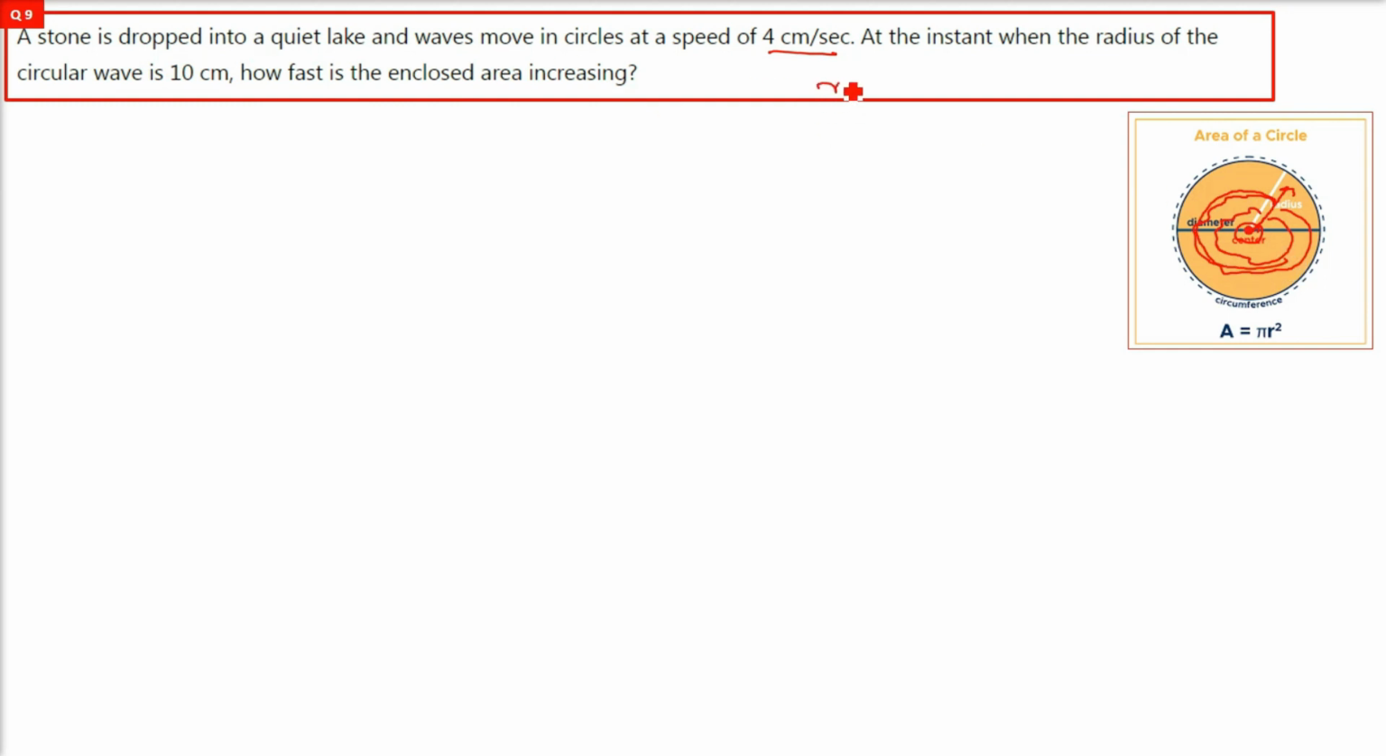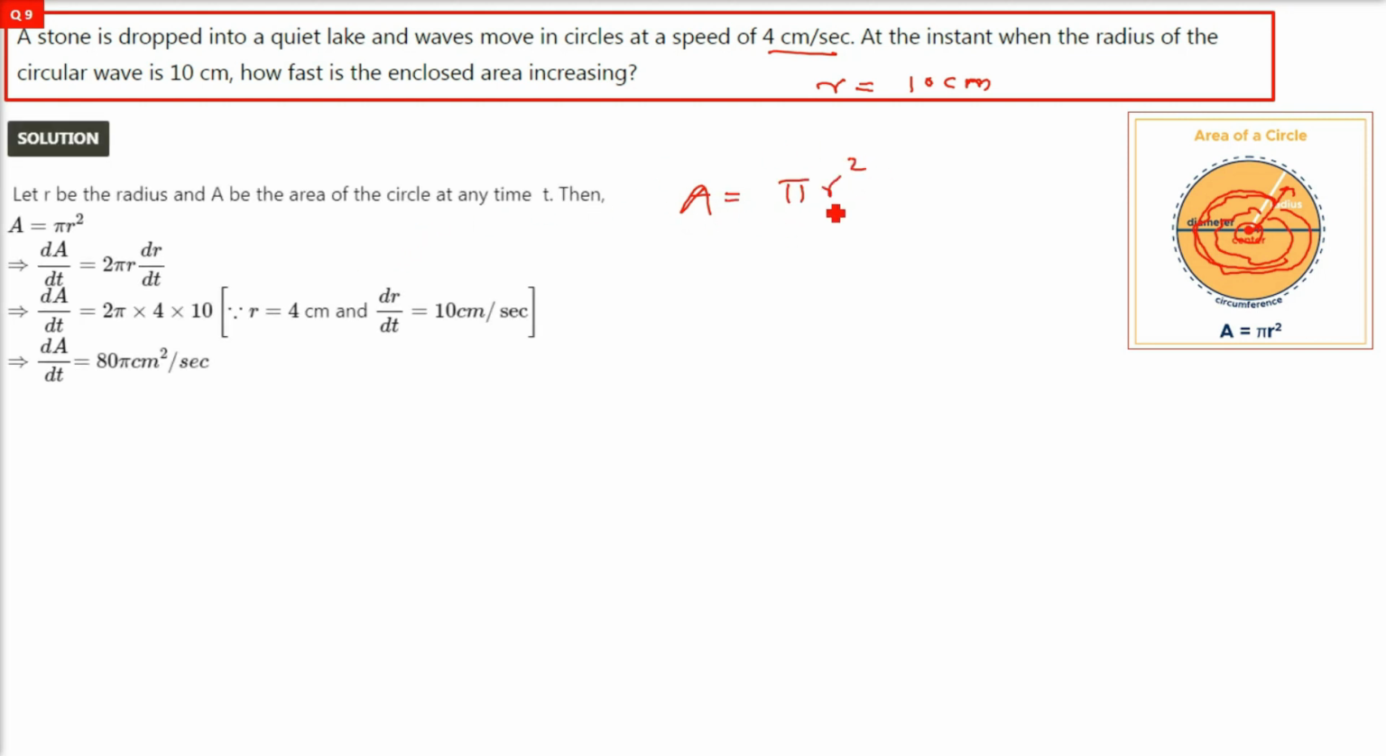So dr by dt, always in the radial direction, the waves move away from the center. dr by dt is already given as 4 cm per second. The radius at which we have to find the answer is 10 cm. How fast is the enclosed area increasing? Area is already known to us, which is pi r square. So let us differentiate this. For reference, I am providing you the answer also. dA by dt we are interested in, which is going to be 2 pi r dr by dt, because differentiation of r square is 2r.